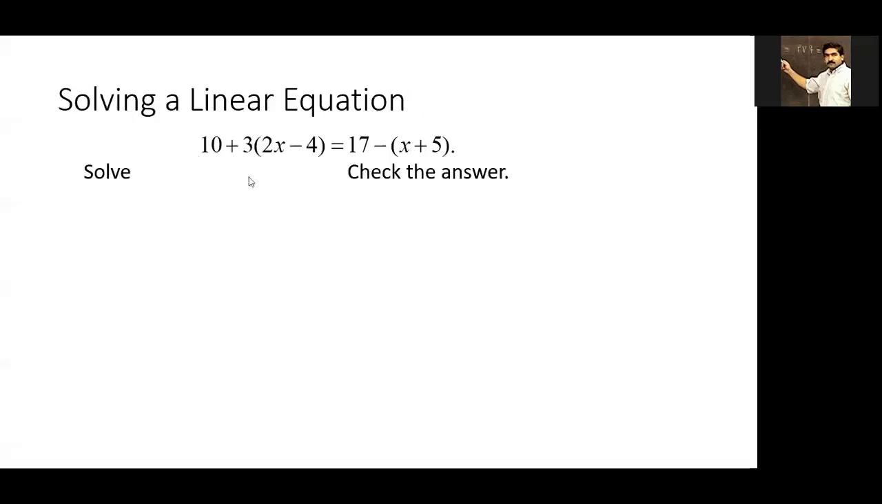So let's take a look at this example. We have 10 plus 3 times 2x minus 4 is equal to 17 minus x plus 5. For those of you watching this later at home, now is a good time to pause the session and see if you can get the same answer. Looks like the first step is to distribute 3 and minus 1 here.